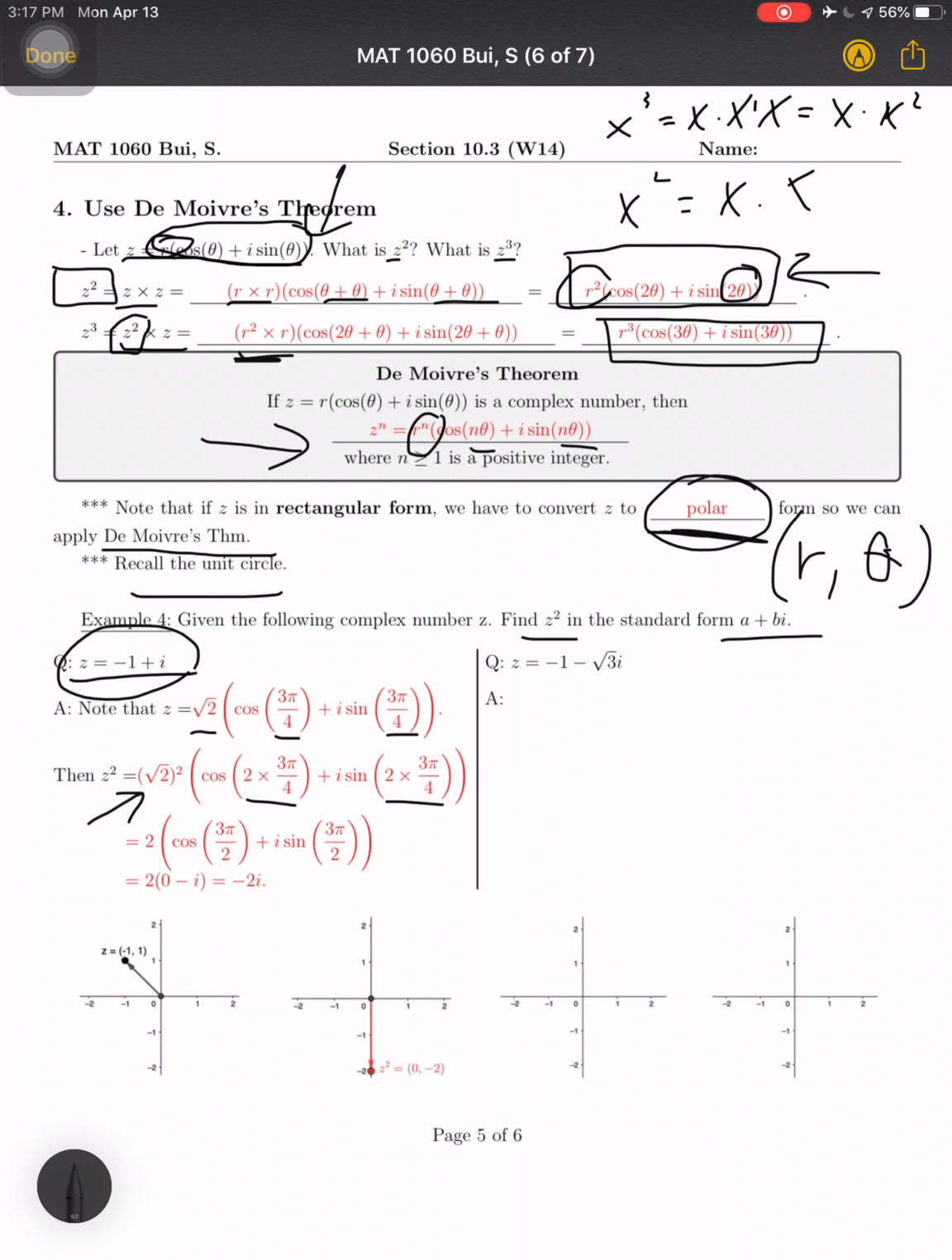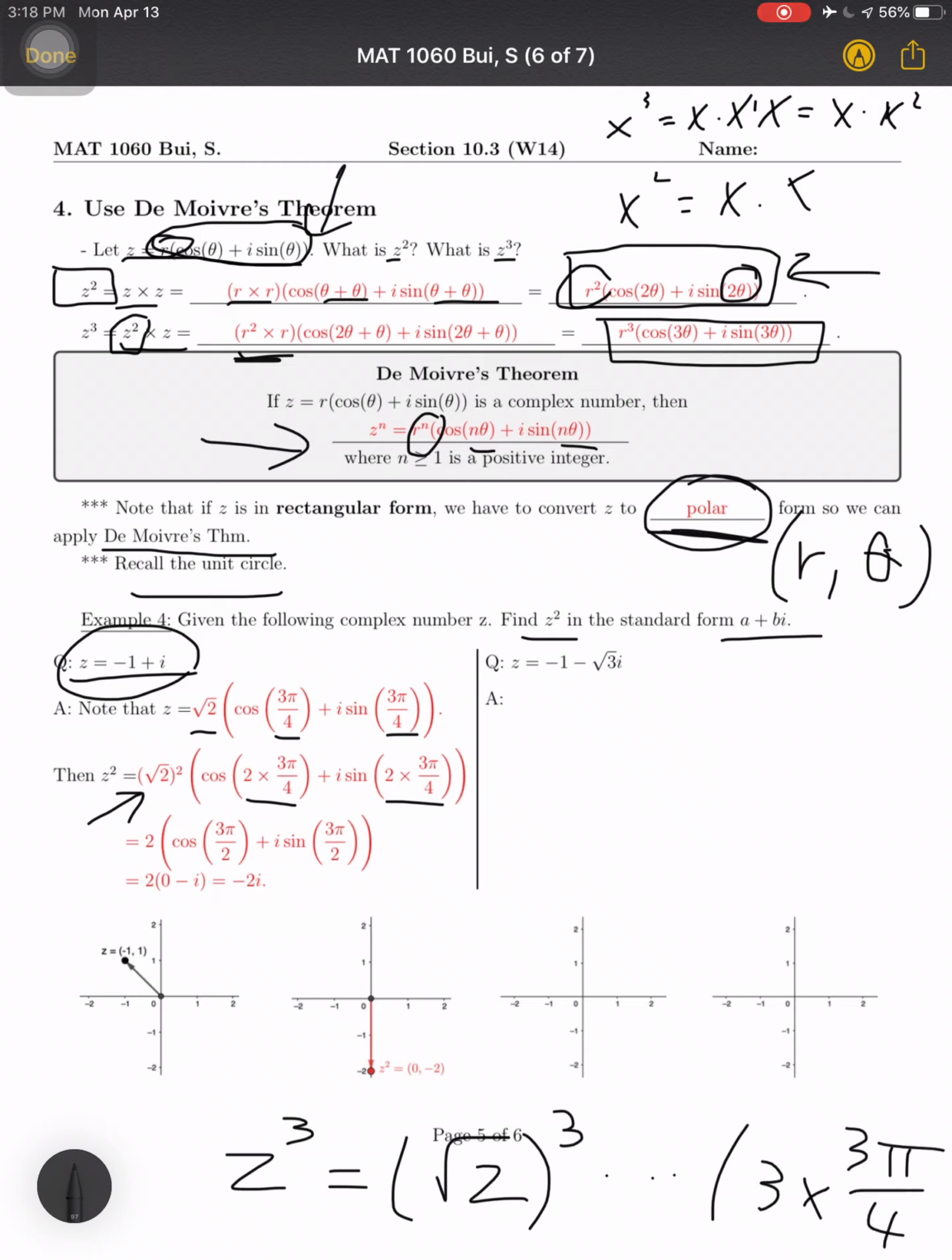So what if I ask you to find z cubed? How would you guys do it? Well, you will cube r, right? So it's going to be square root of 2 cubed. And as for the angle, I'm going to put a dot in here because I don't want to write the whole thing. But the angle is going to look like 3 times 3 pi over 4, okay? And then we're going to get the answer after you do your math in here.